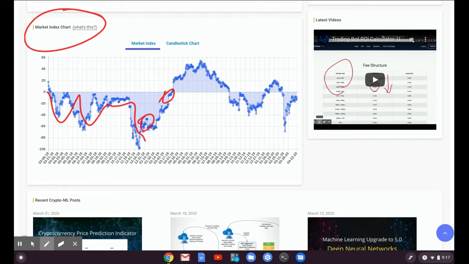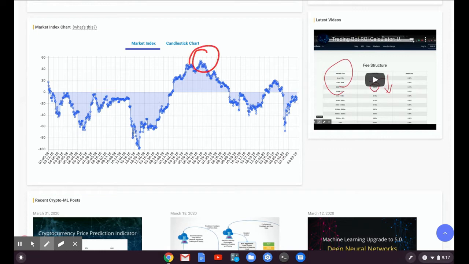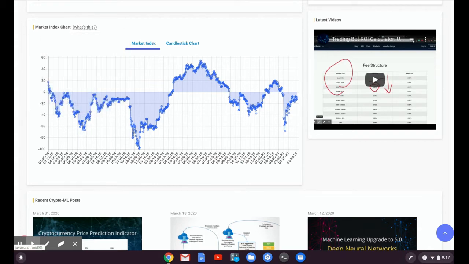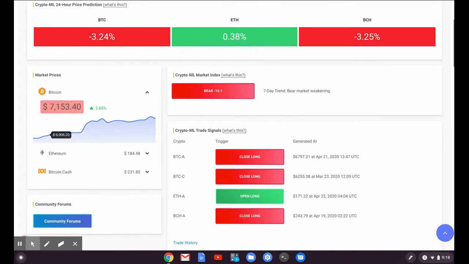This information is also highly useful for long-term investors who manage positions counter to the market. When we have extremely high readings on the market index, that may indicate mania, which can be a good time to sell and lock in profits. Similarly, when the market index is extremely low, that may be a good time to accumulate and add to your positions. You can learn more about the market index at crypto-ml.com/market-index.